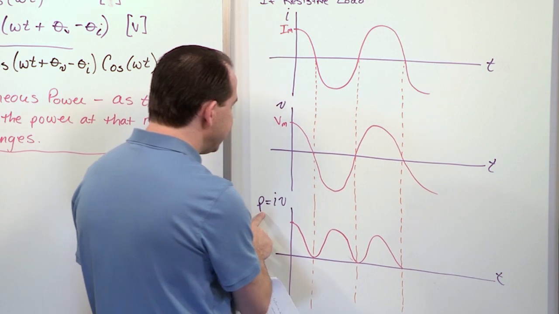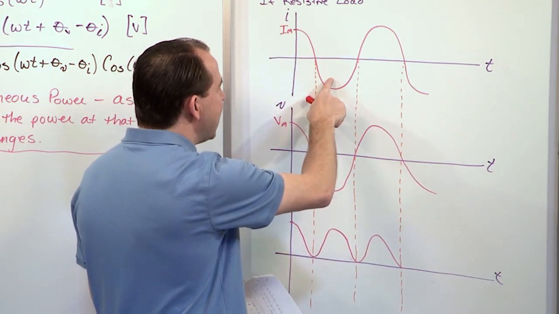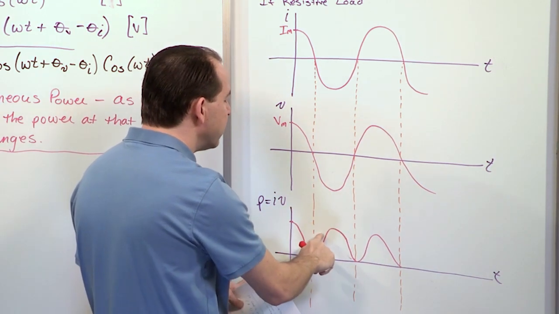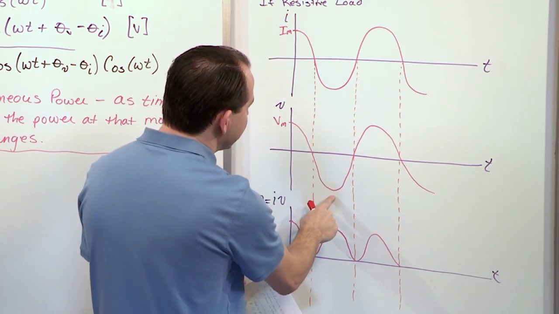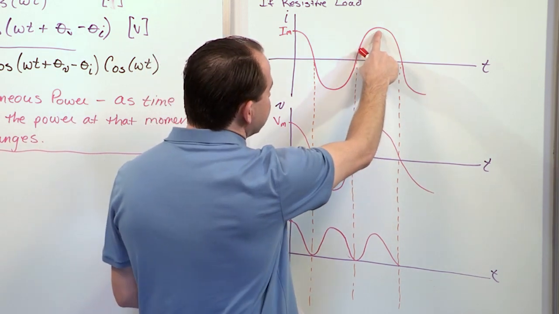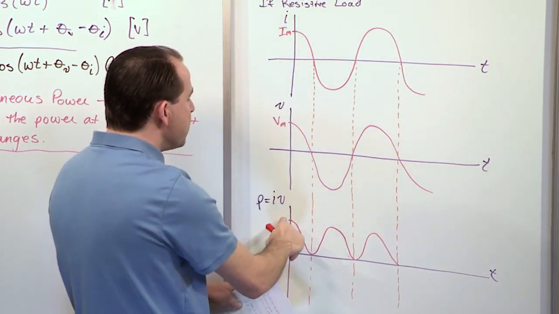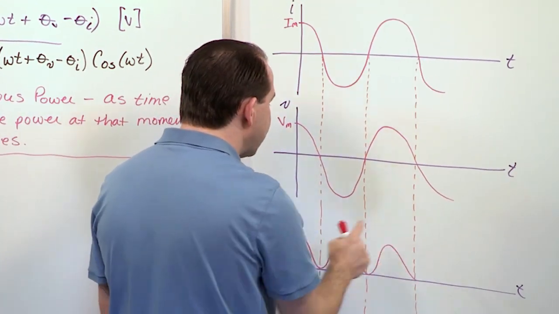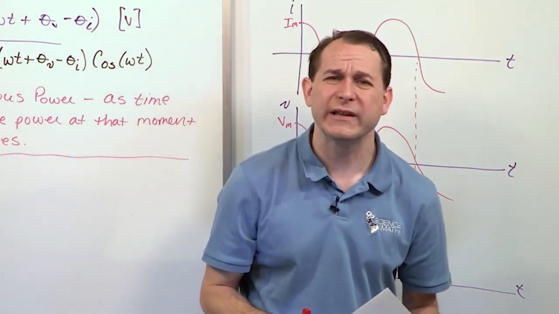but it's always positive. Even if the current turns negative, the voltage also turns negative, and since negative times negative is positive, you still find yourself having positive power. Notice this negative maximum corresponds to another maximum power here. This is a positive maximum in current and voltage, giving you another positive here. So you have a doubling of the frequency of the power here, but it's always positive. It never ever dips negative. And that's actually really important.